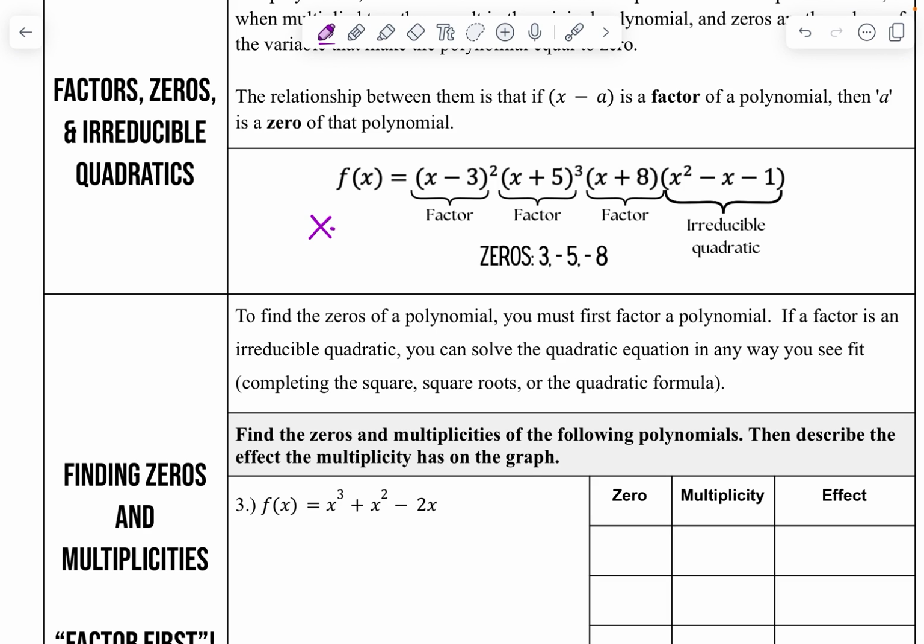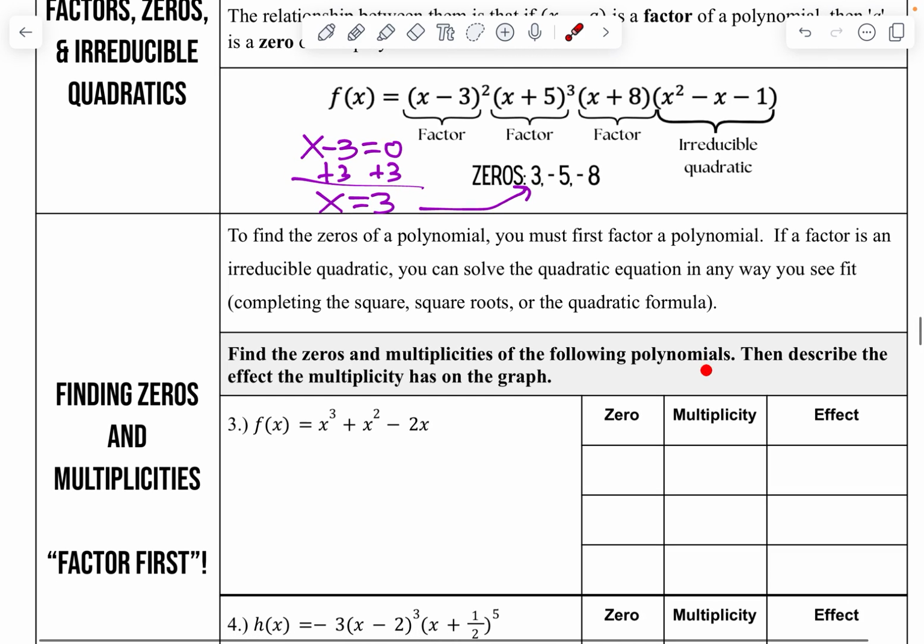So if I would take x minus 3, set it equal to 0, and solve for x, I use inverse operations to cancel out the 3 and move it to the other side, and that's why I see that my 0 is positive 3. Or for the next one, we'd have to subtract the 5 to move it over. So the 0 is negative 5. We'd subtract the 8, so we get negative 8. This is not factorable anymore, so it's what we call an irreducible quadratic. We got it down to a quadratic, but we can't factor it, so we'd have to use quadratic formula or completing the square to solve that.